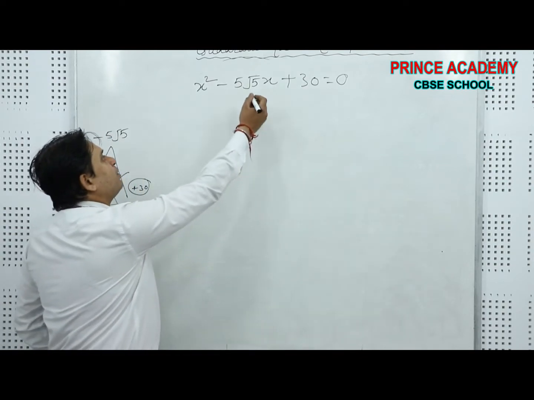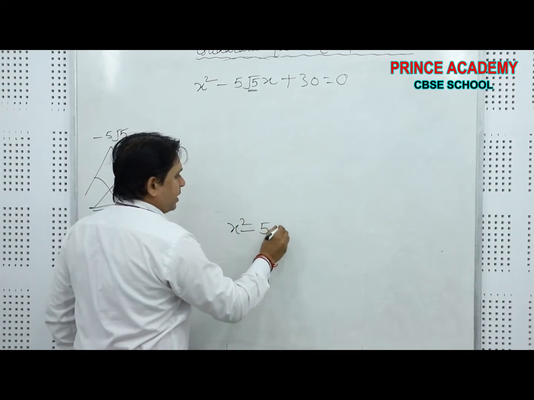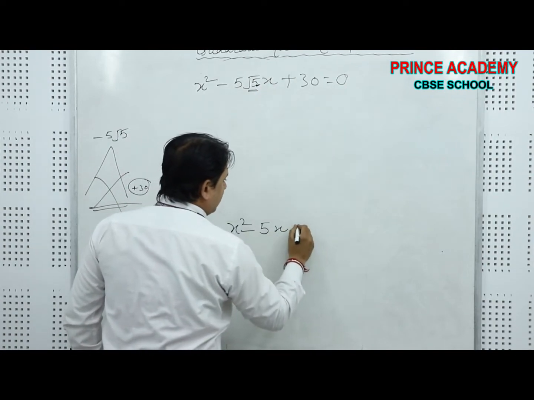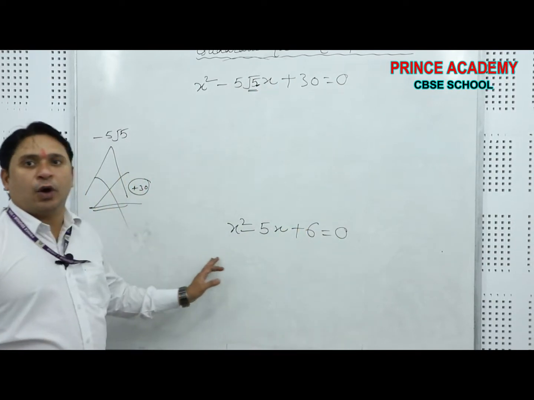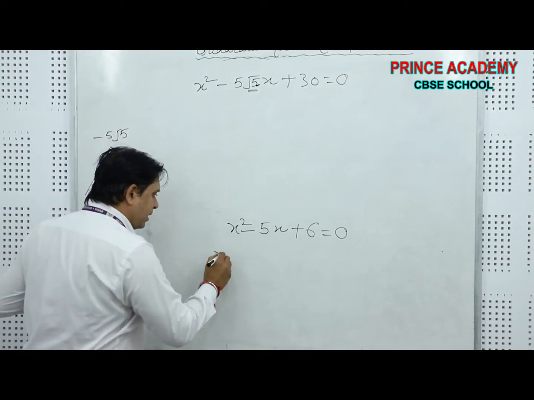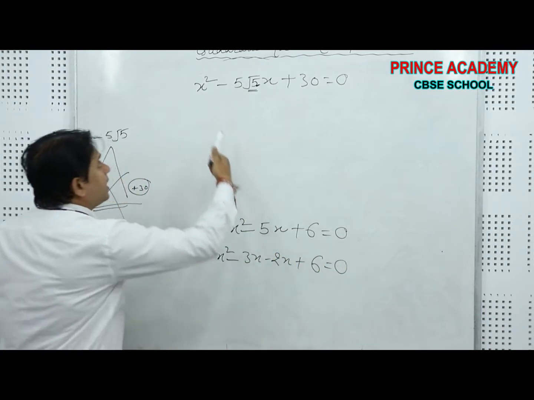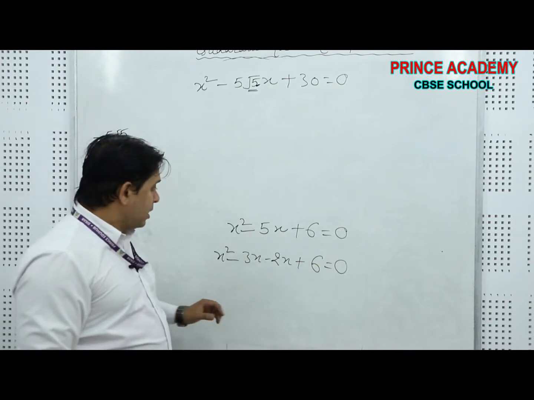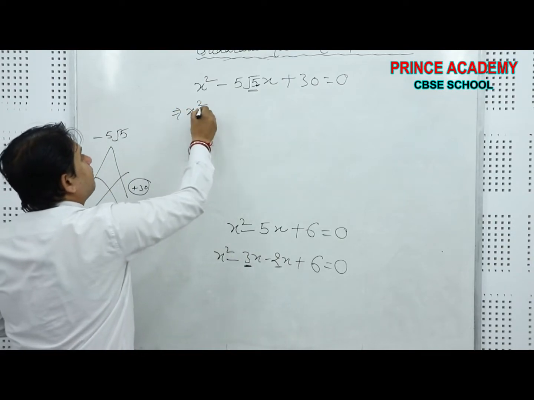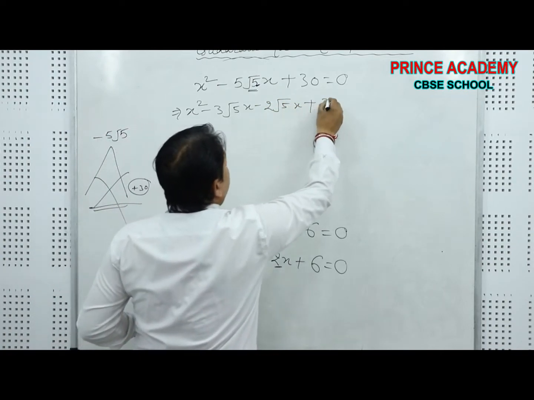See beta, what I am doing here, I am removing this x square minus 5x, and from this inside 5, I am dividing this. This is the equation, yes or no? This is the equation we will get. Now see, from here x square minus 3x minus 2x plus 6. Here x square was what? Now with this and this, can I write like this? Minus 3 root 5x minus 2 root 5x plus 30 is equal to 0.